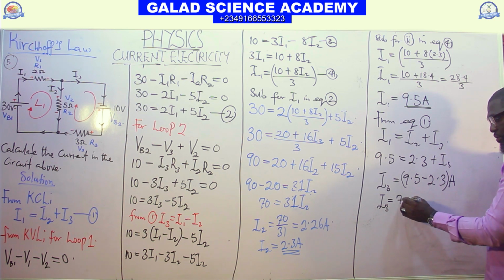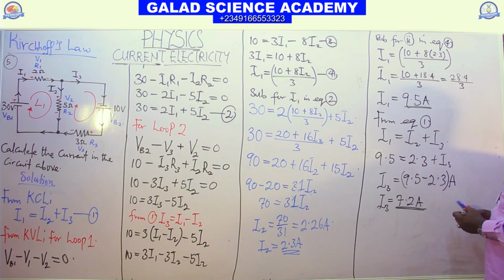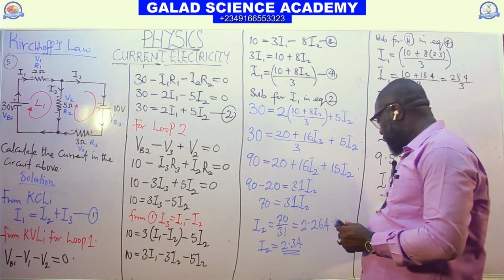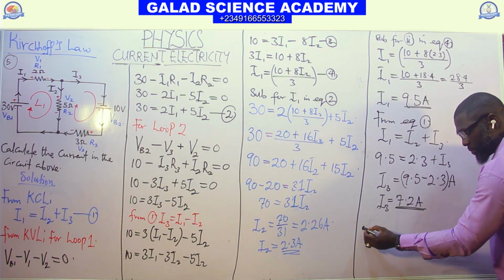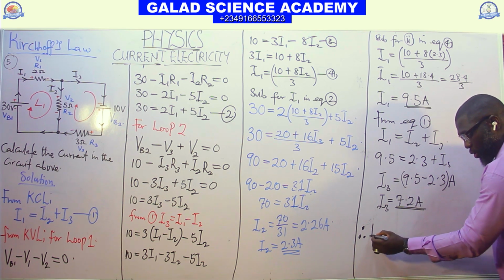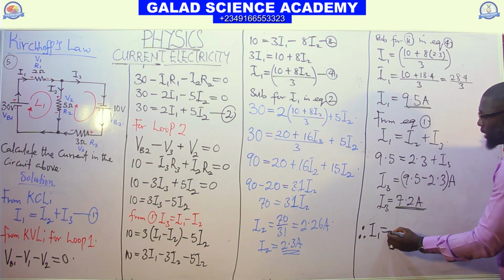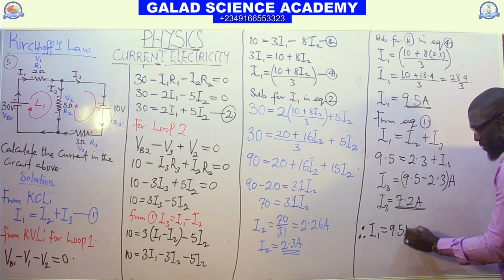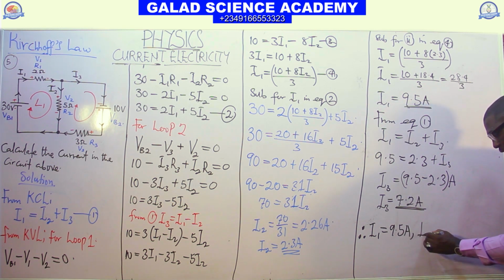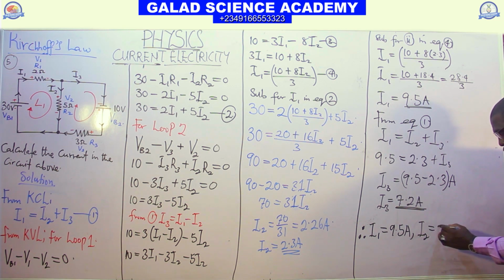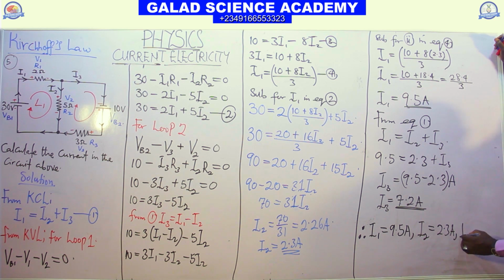I3 will be 7.2 ampere. Therefore, the current I1 is 9.5, then current I2 is 2.3, and current I3 is 7.2 ampere. Good.